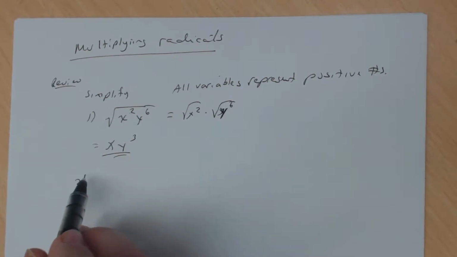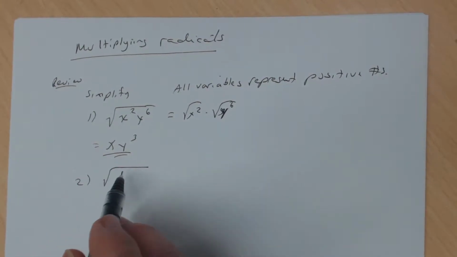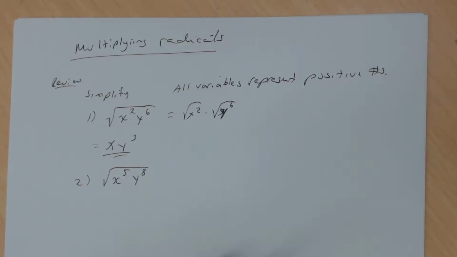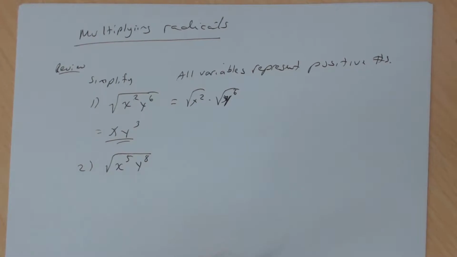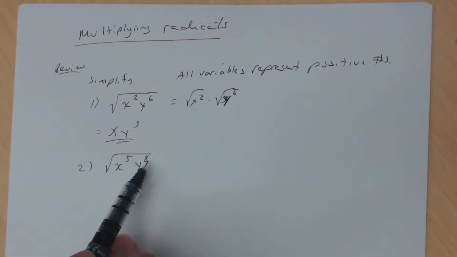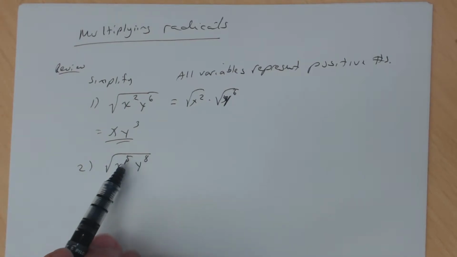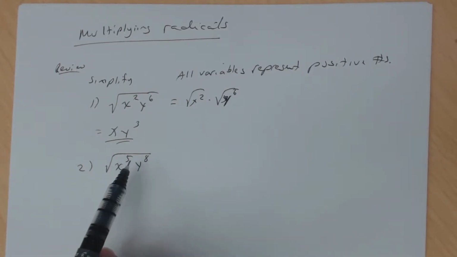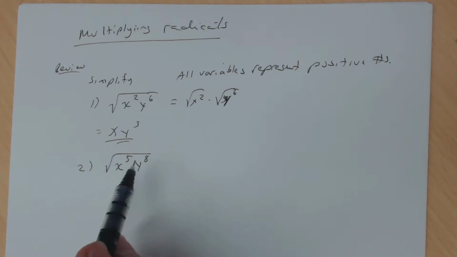All right. Number 2, remember we had this now. We had square root of x to the 5th power times y to the 8th power. Now that's a situation where this exponent's even. That's what we want. This is odd, so we have to do a little bit of work. So remember what we did was we asked ourselves, what's the largest even number less than 5? So the answer was 4.